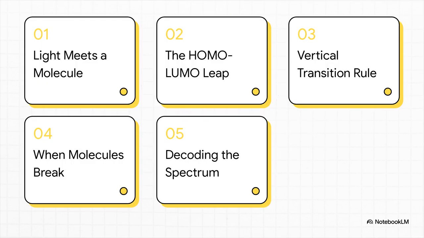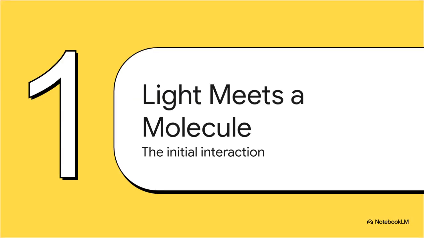Here's our game plan. First, we'll look at that initial moment when light and a molecule meet. Then we're going to zoom right in on the electron's quantum jump. After that, we'll get into the rule that controls this jump, see what happens when things go sideways and the molecule actually breaks apart, and finally, we'll learn how to read all the clues left behind in this spectrum. All right, let's jump right in.